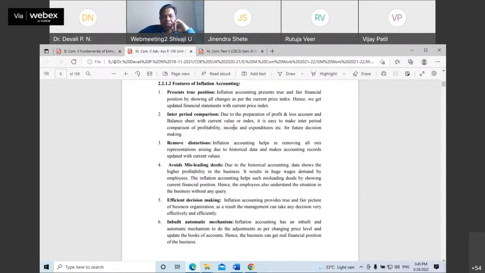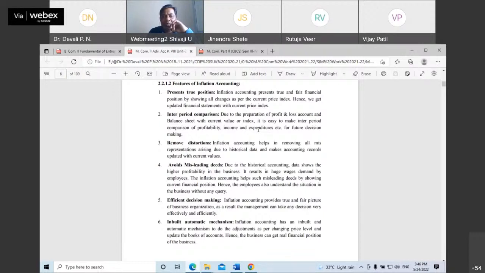The second thing we consider is the comparison we can make, called inter-period comparison. As usual, we know that we always prepare financial statements like the profit and loss account and the balance sheet. We consider the current values of the items related to the profit and loss account statement as well as the balance sheet, and how we get a comparison.